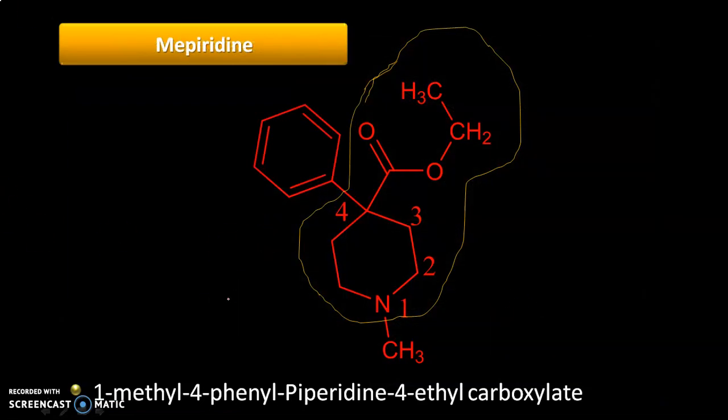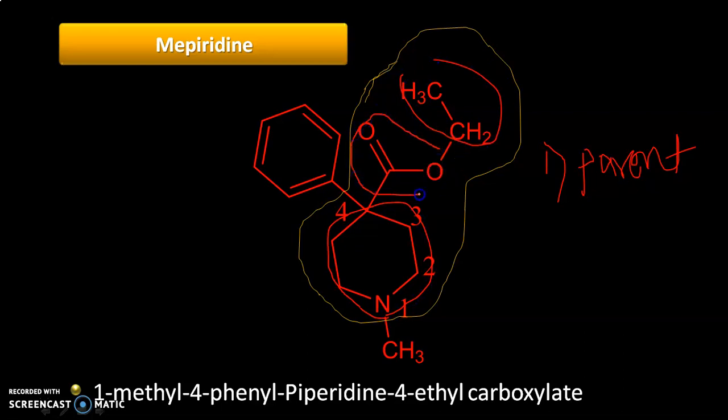Most of the time in examinations they ask about the IUPAC nomenclature and synthesis of meperidine. As usual, there are three rules in nomenclature. The first rule is to decide the parent. So here I am assigning this piperidine ethyl carboxylate as the parent. You can see that this is the piperidine ring, this is an ethyl and this is a carboxylate group. So I am considering the whole as the parent.